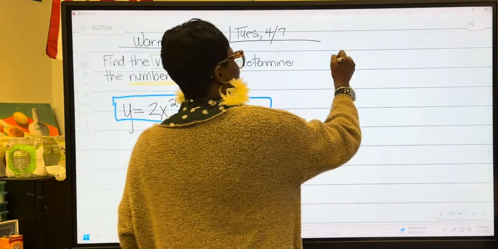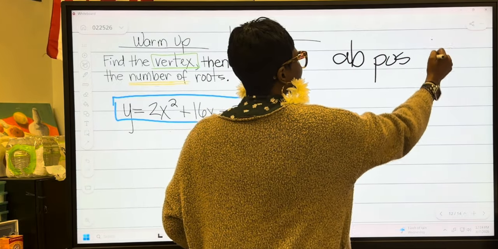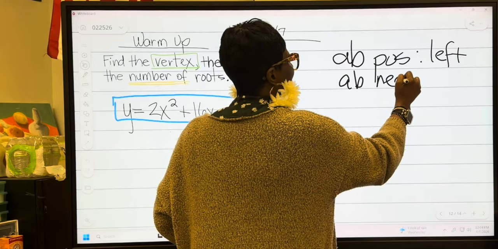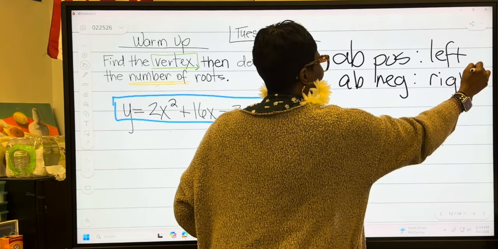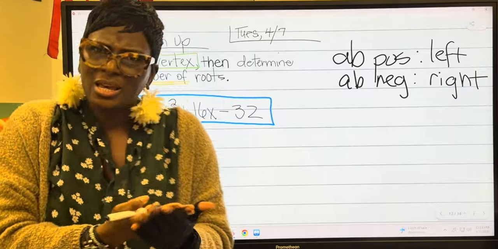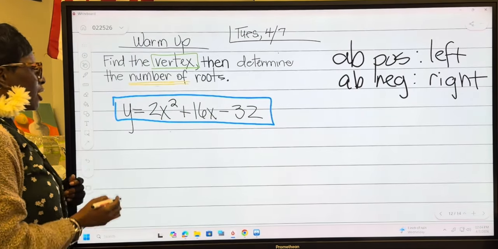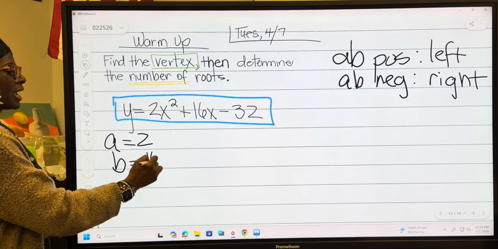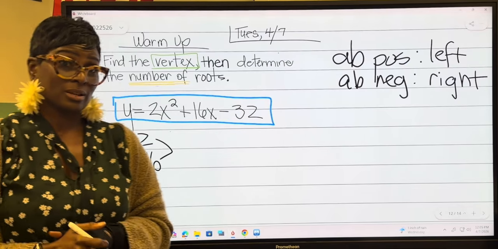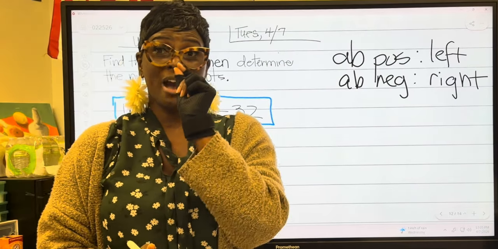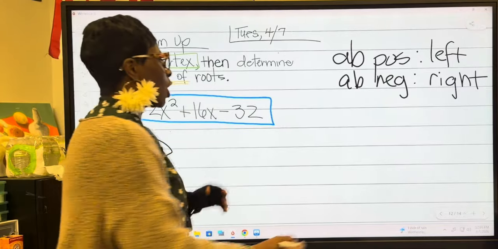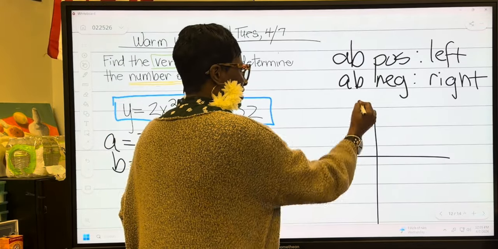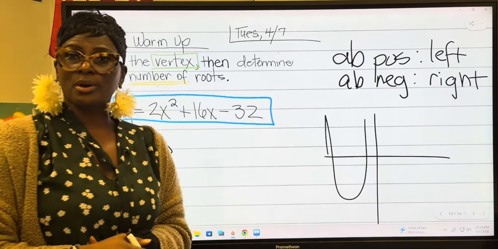So if my AB is positive, I know this thing shifts to the left, right? And if AB is negative, then this thing shifts to the right. That means my vertex is going to be sitting to the right of my y-axis. So if we look at ours, what is our A in this problem? 2. What's our B in this problem? 16. A times B, is that going to give me a positive or a negative? Positive. So if that gives me a positive, then which way should my vertex shift? Left. I know that if I have a coordinate plane, the vertex is going to be sitting somewhere on this side, somewhere over here of the y-axis.